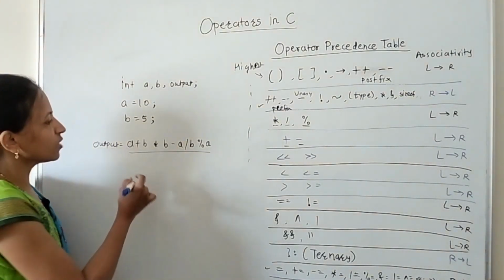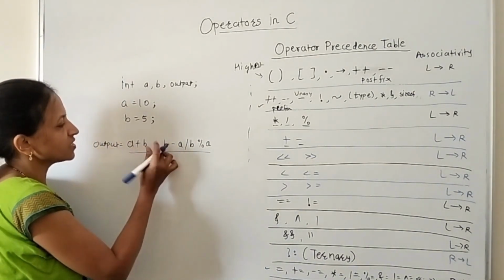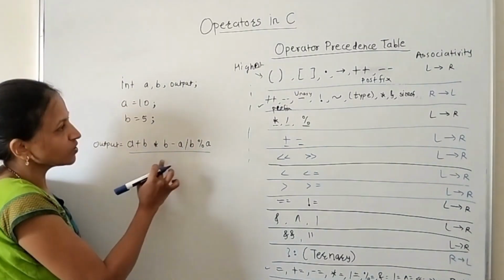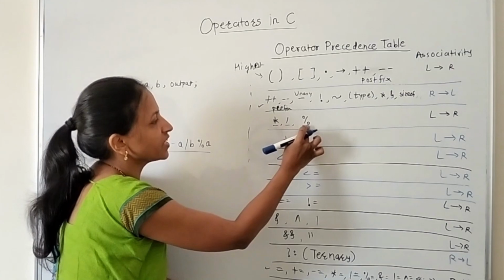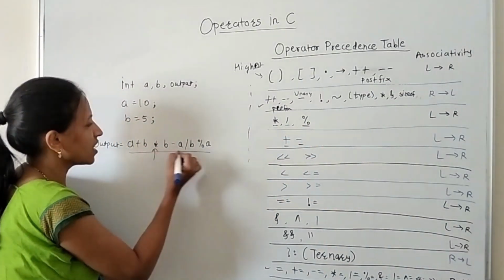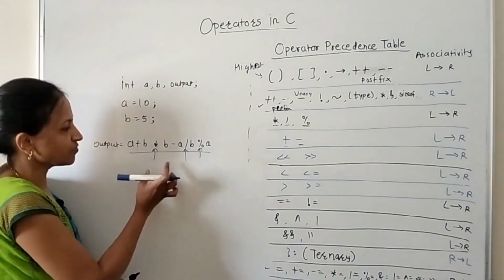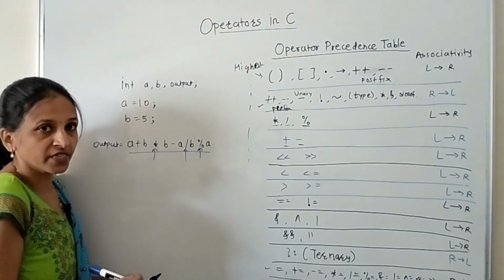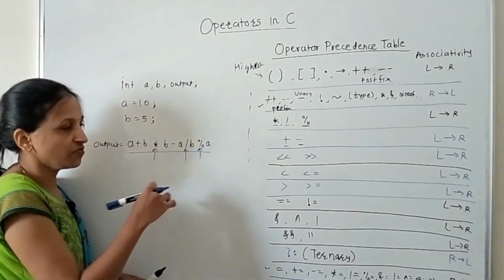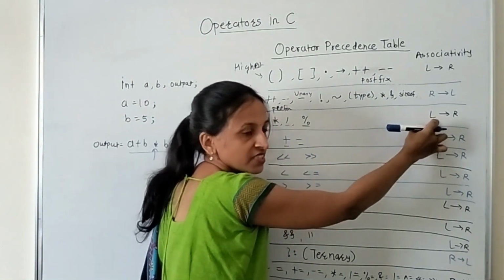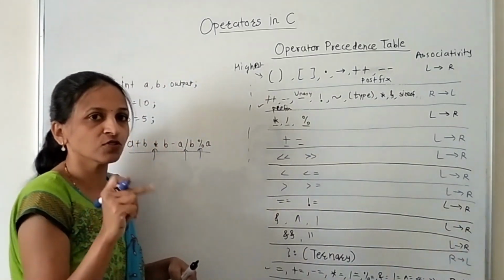Now see here, there are multiple operators: plus, multiply, minus, divide and modulus. We know that multiplication, divide and modulus have higher priority than plus and minus. That's why these will get resolved first. But among these three, which one will be first? That will be decided by associativity, that is from left to right.